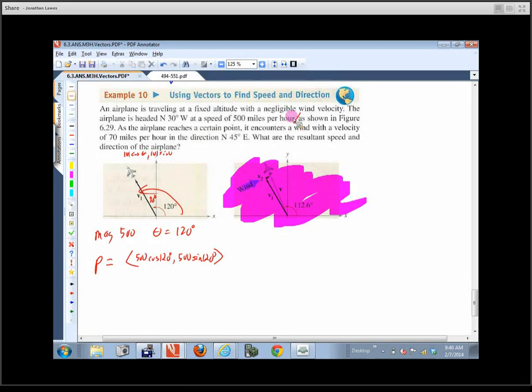That sentence right there gives us a vector for the airplane. It's going a certain speed in a certain direction, so we can represent that with a vector. Are there any questions there? Okay, let's read the next part.